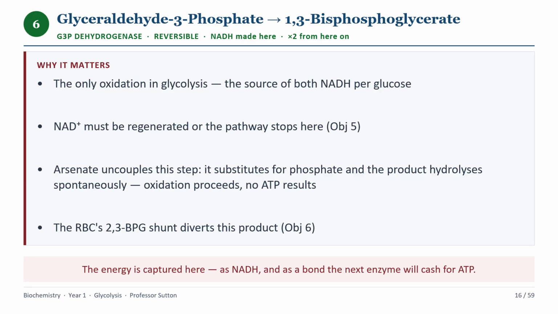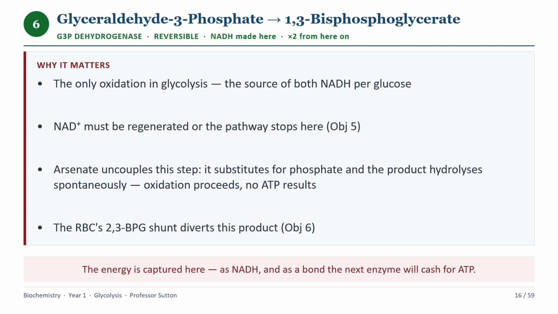Notice what this step consumes: inorganic phosphate. Under conditions of rapid glycolysis, the availability of free phosphate can itself become limiting, which is exactly the mechanism you'll see when we discuss hereditary fructose intolerance, where phosphate is trapped and the cell effectively starves the pathway of a substrate it never thinks about.